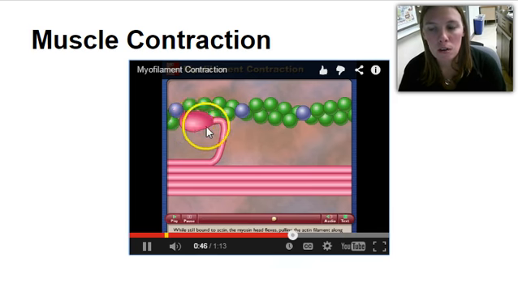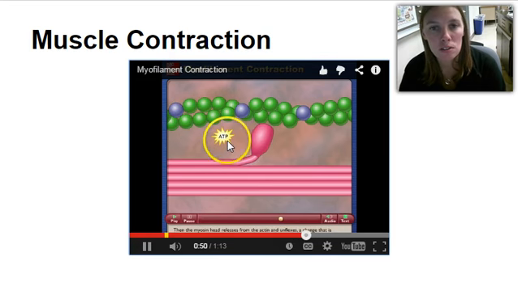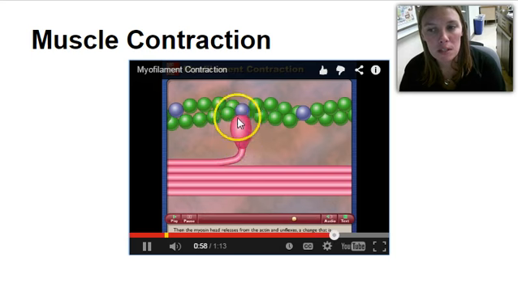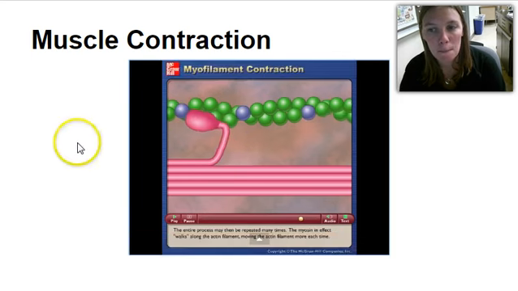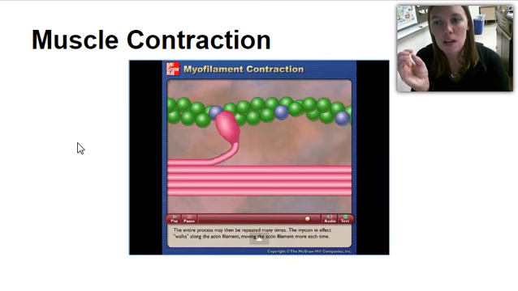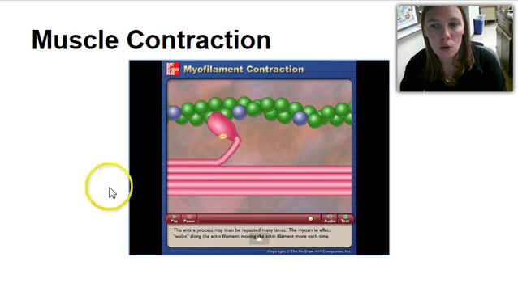And so then what can happen is this myosin head is going to be released, and that is going to need ATP, or an energy molecule, to release this. Muscles use a lot of energy. They don't really store a whole lot of energy. But then once that myosin has released, it can grab onto the actin filament again and pull it even farther. So it can cause this contraction to take place. This is obviously going quite slow, but it happens fairly quickly.